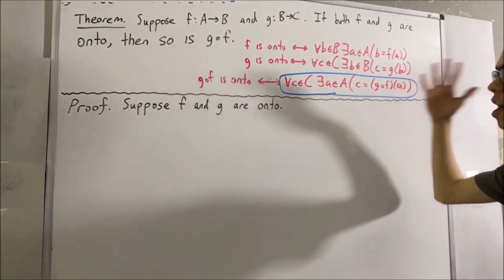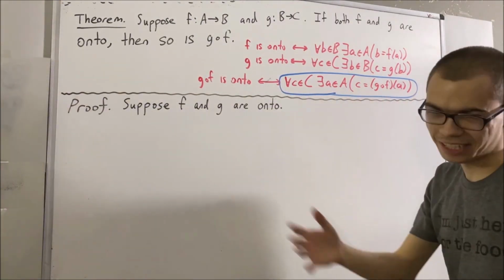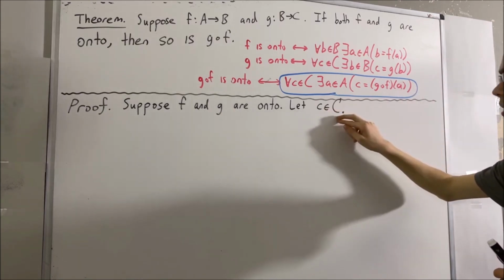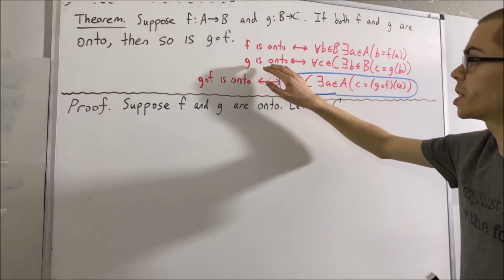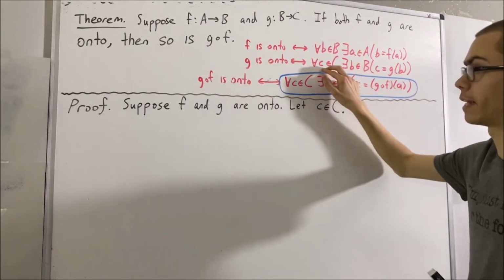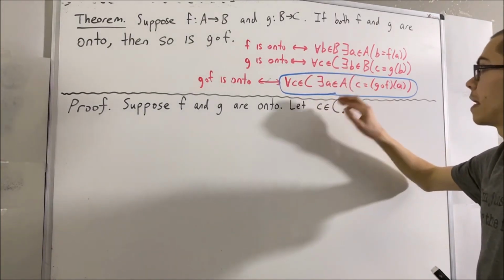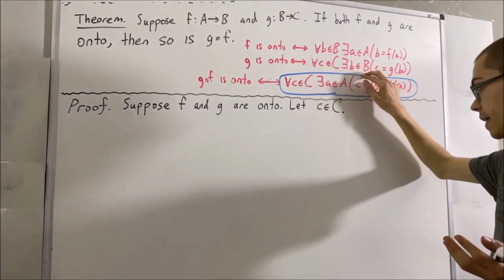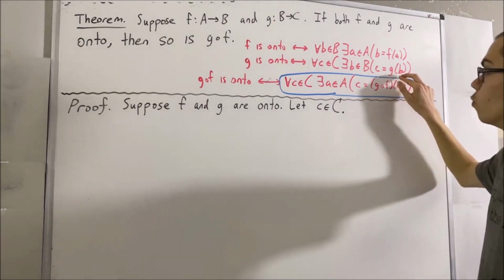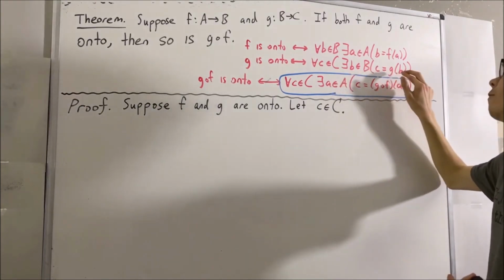Notice we're trying to prove a statement that involves every element in C. So give me any element c in C. Because c is an element of C, in the definition of g is onto, this statement is true for every element in C. So it follows that there is some element b in B such that c equals g of b. We can choose some element b naught in B such that c is equal to g of b naught.